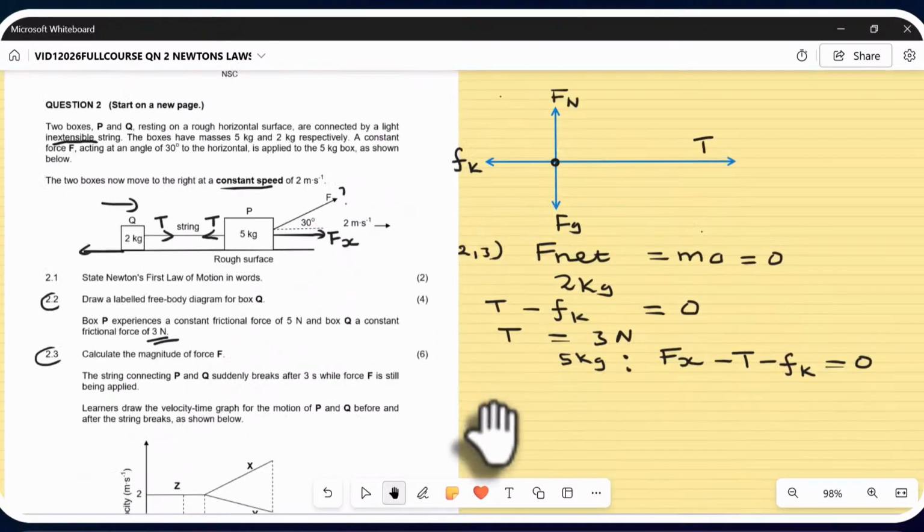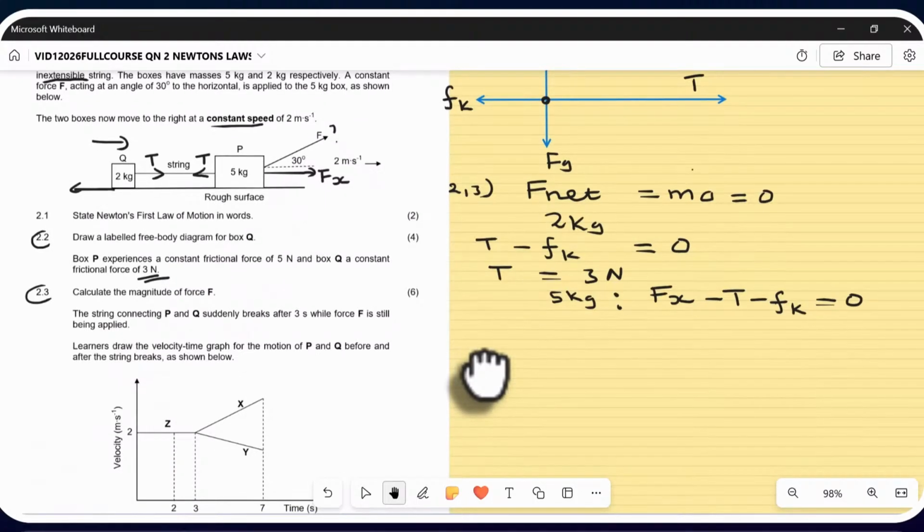But what is our Fx? The same as saying 8, because the Fx is adjacent, so in mathematics we use cos. In other words, my force that I'm looking for, my force F equals 8 divided by cos 30. So calculate, what do you get here? 8 divided by cos 30, it gives us what?